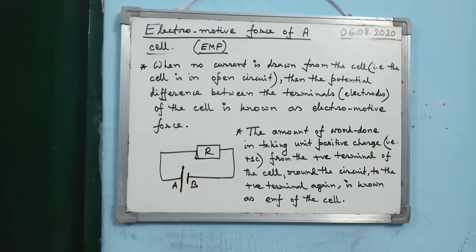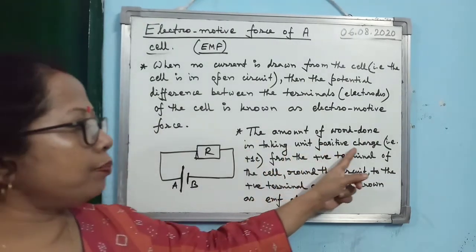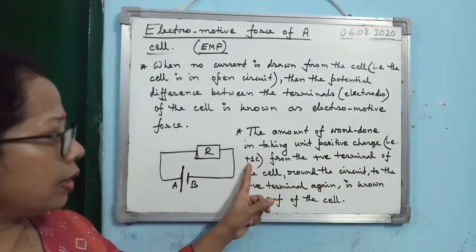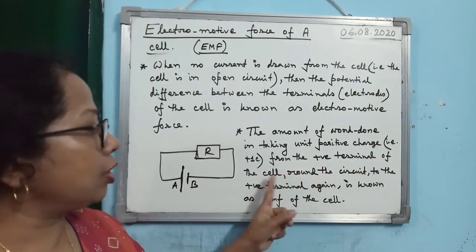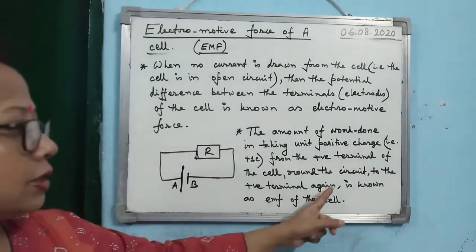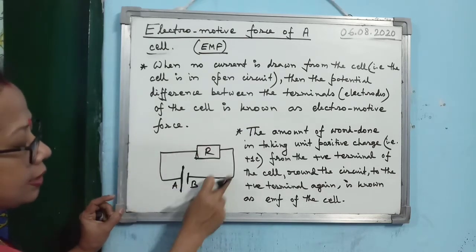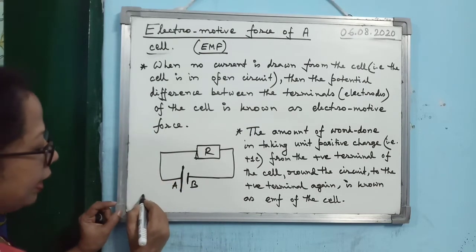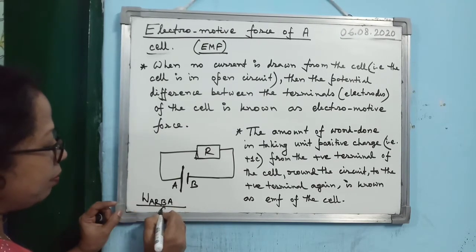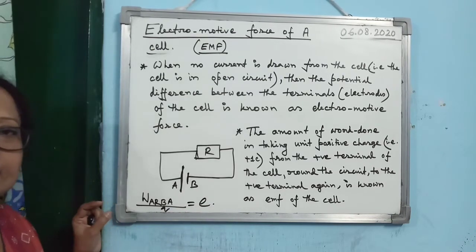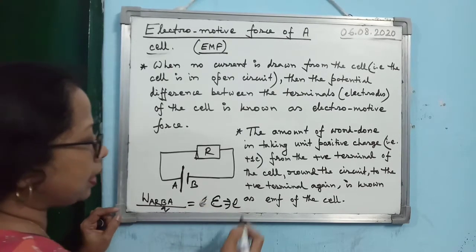So, you see, EMF of the cell, one can define this way also: the amount of work done in taking unit positive charge. Unit positive charge means you can write plus 1 coulomb charge also. From the positive terminal of the cell round the circuit to the positive terminal again is known as EMF of the cell. Means you see, if you consider this diagram, you are taking from A, means I can write this way: W_ARBA divided by Q is equal to the EMF of the cell. EMF of the cell, sometimes we write this way also, or you can write simple E also.